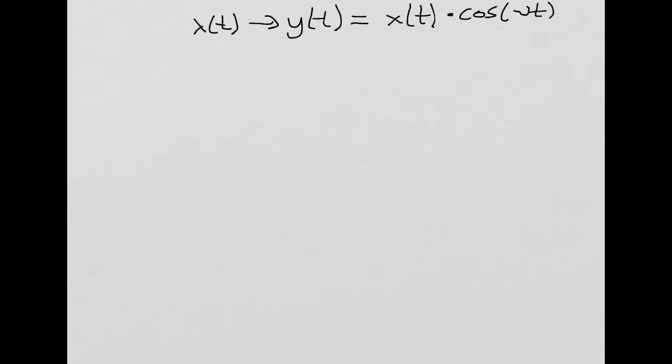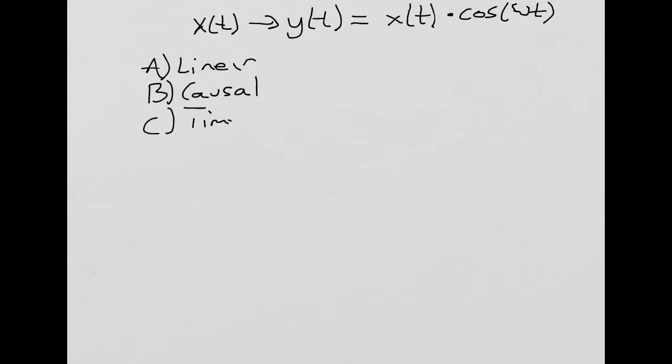Hello everyone. So what I've got is a system x of t to y of t, which equals x of t times cosine of omega t. What we want to determine about this particular system is whether it is A, linear, B, causal, C, time invariant, and D, stable.